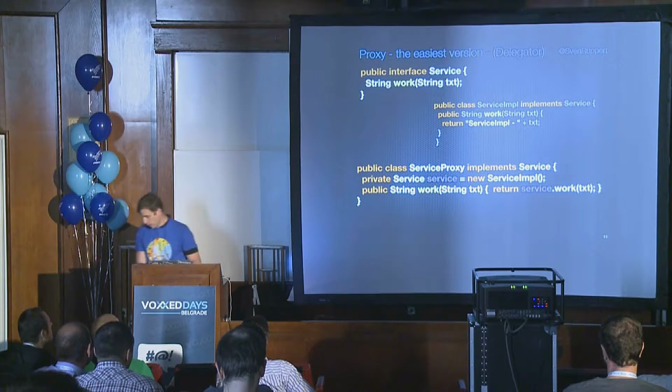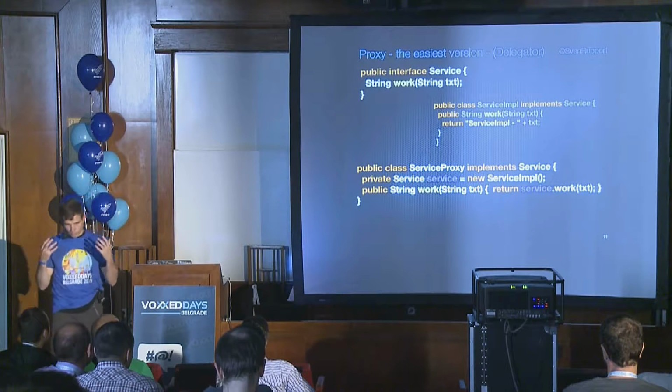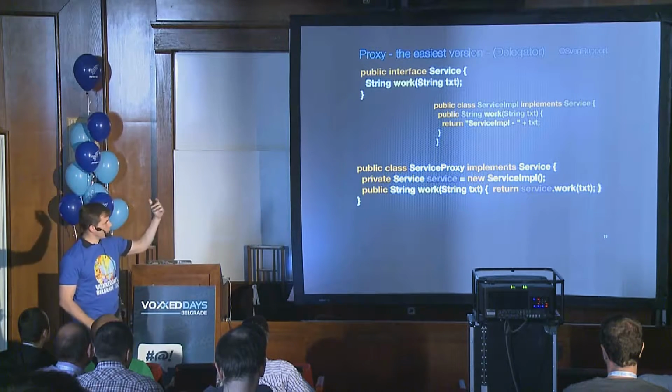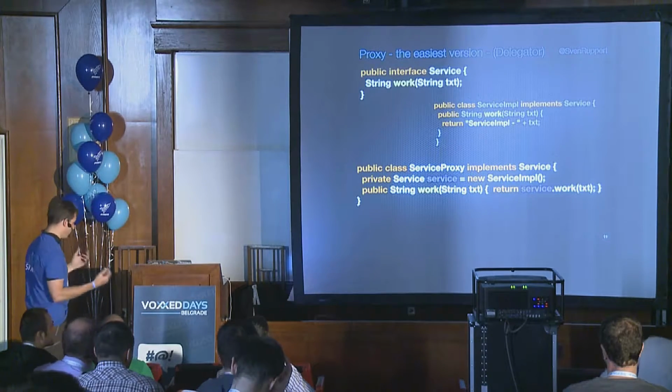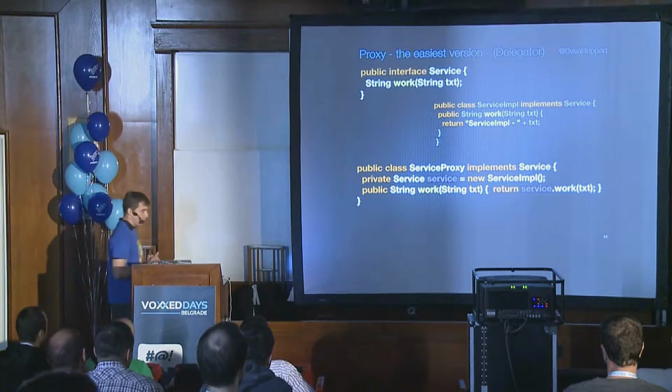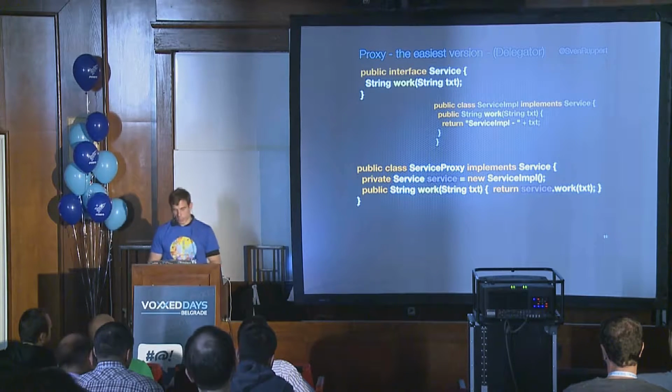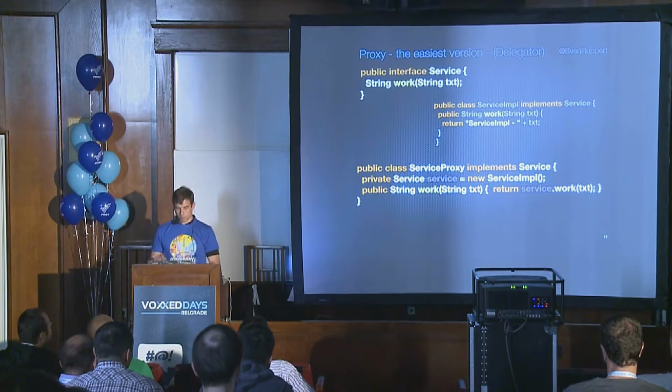This means I can replace at every attribute where I'm using service, I can write new service proxy or I can write new service impl. So there's no difference, and the behavior in this case is completely the same.